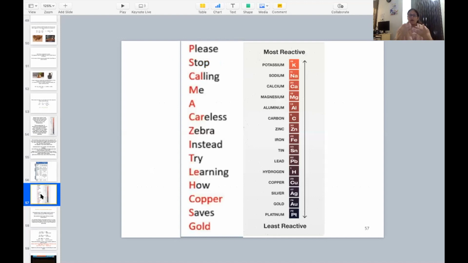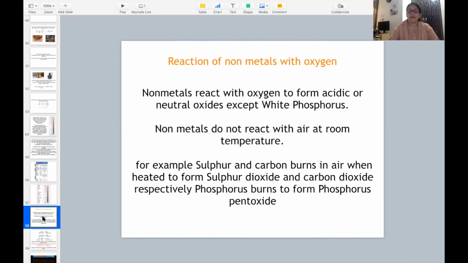So till now, we have discussed the reaction of oxygen with metals. Let us discuss the reaction of non-metals with oxygen. Metals were producing basic oxides. Now, what is the difference? Non-metals react with oxygen to form acidic or neutral oxides, except white phosphorus. Their exceptions are always there. Non-metals do not react with air at room temperature. They are kept at room temperature, but they do not react with air.